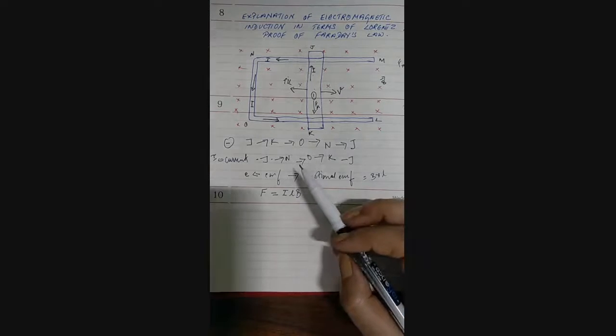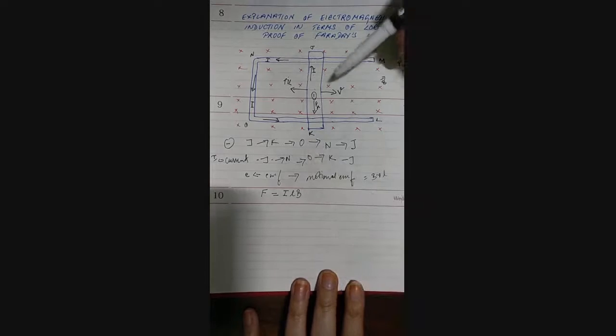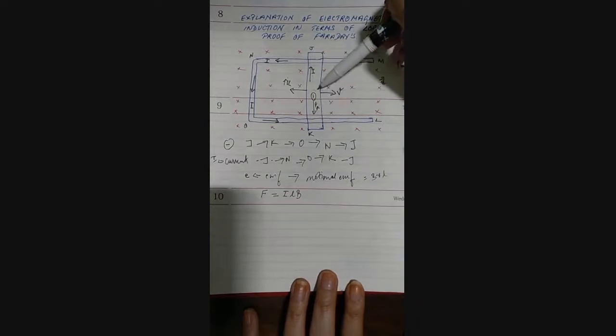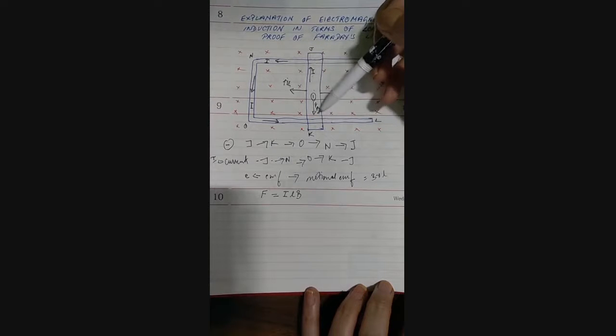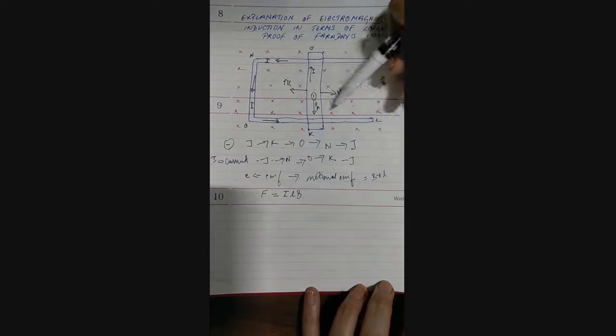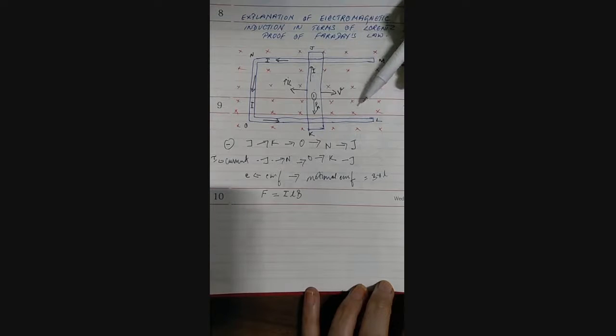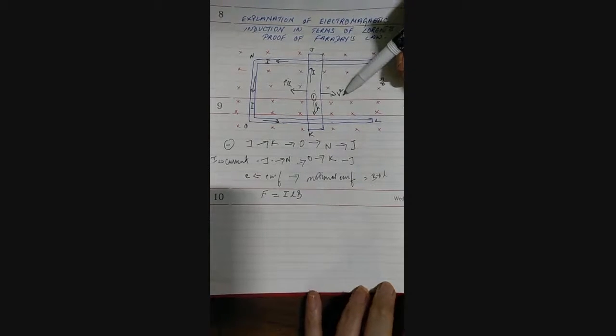So what are we doing? I'll explain again. We are making this rod move towards the right. With that motion, electrons are being drifted from J to K due to the Lorentz force, that is Fm. And when a conductor moves in the presence of a magnetic field, Fleming's right-hand rule has to be applied to find the direction of the force, which is directed opposite to that of the motion of the rod.